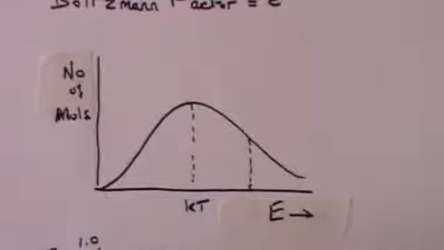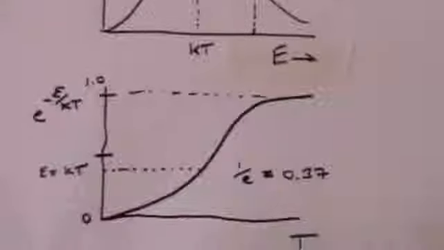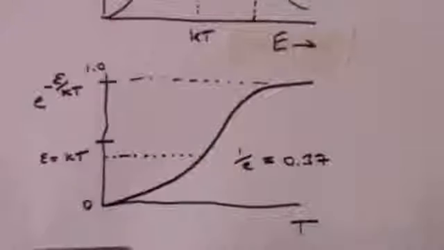And the final graph plots the Boltzmann factor against the temperature, and essentially that is measuring the proportion of the molecules which will have the energy epsilon. If T is 0, then none of the molecules will have the energy epsilon. If the temperature is extremely high, then they will all have the energy. If epsilon equals kT, then essentially the proportion will be 1 over e, which is 0.37 or 37%.